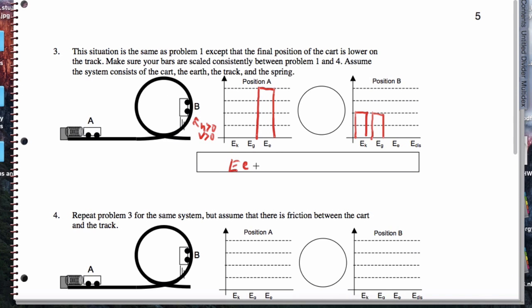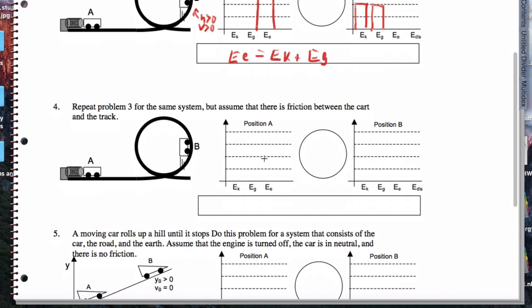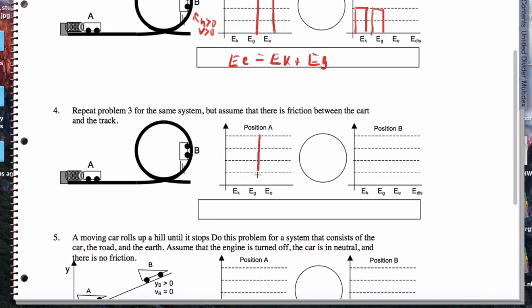So the way we write conservation of energy here is EE equals EK plus EG. Now for number 4, we're going to assume that there's friction, so it actually turns out the elastic energy is going to be the same, but here we're going to have the same amount of gravity energy as we had before since the height's the same, and now we're going to have some kinetic and a little bit of dissipated. So if you notice, we have a total of 4 blocks of energy here and 4 here. So our elastic energy becomes kinetic plus gravitational plus dissipated.